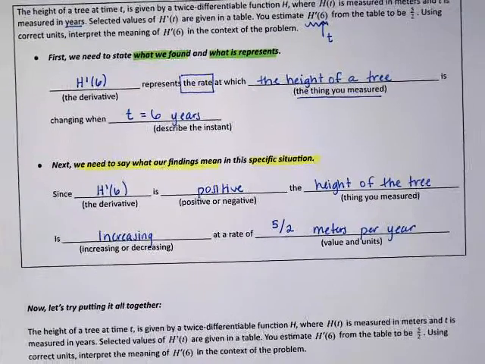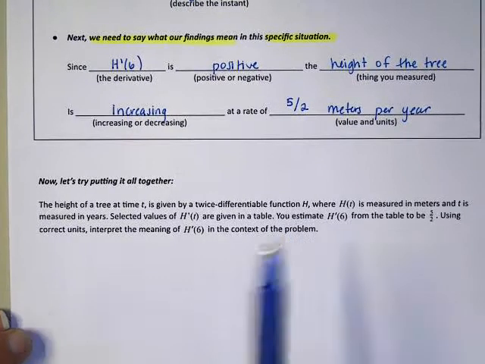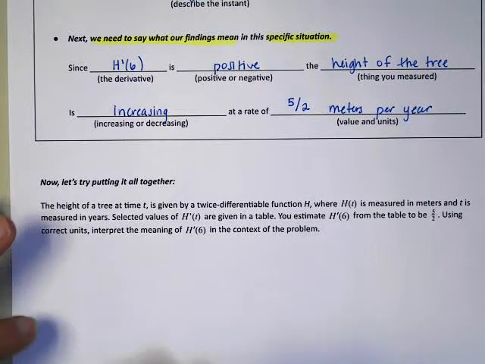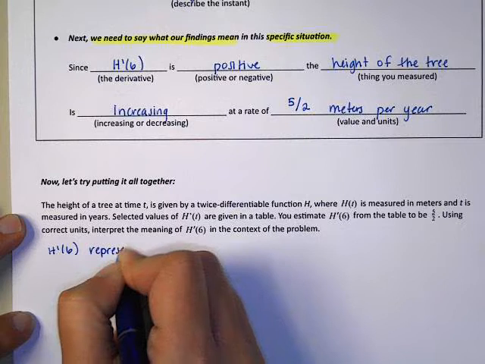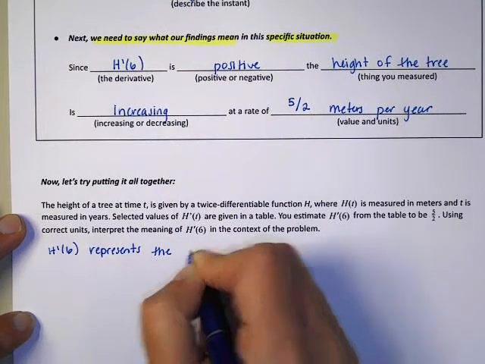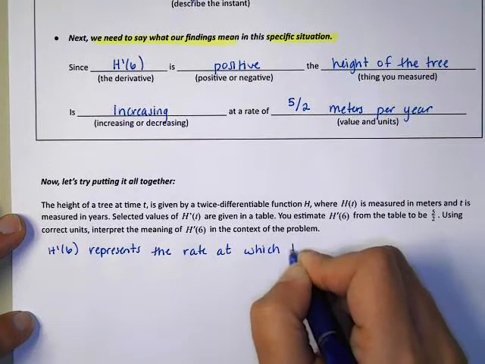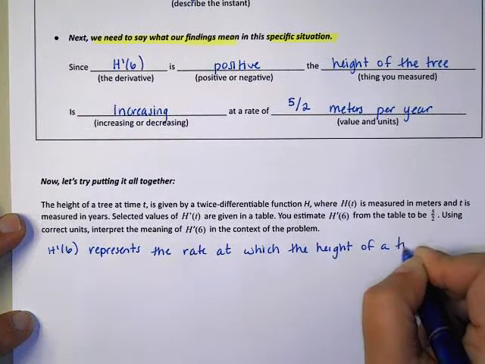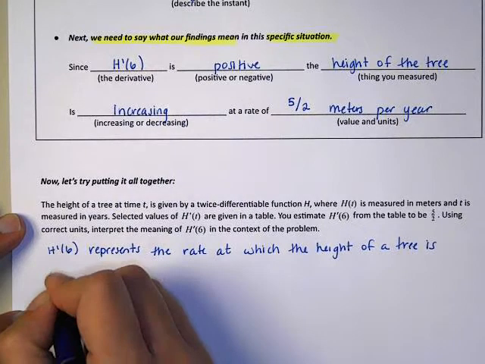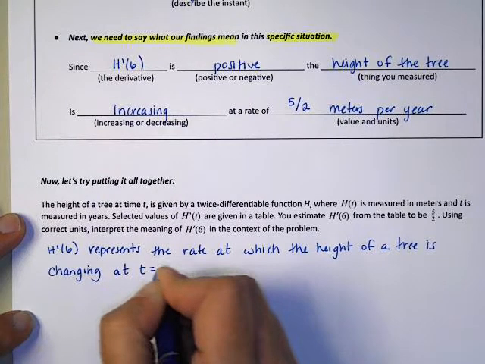Now, in a real AP question, they're not going to give you this sentence framework to fill in your thoughts. So what would this look like in a real context? You would be given the same prompt, but you would need to generate this entire idea. So you would write h prime of 6 represents the rate at which the thing we measured, so the height of a tree, is changing at t equals 6 years.